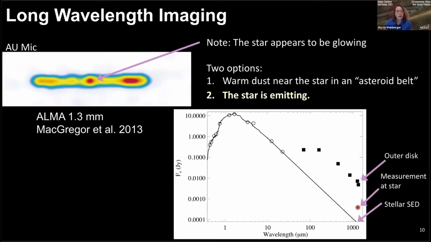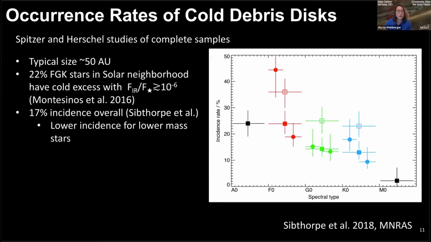Okay. So now you know how we find disks. Let's talk a little bit about the occurrence rates of debris disks. So the best way to do occurrence rates is to do a volume limited survey. So go to all the stars nearby the sun, look at them with a sensitive infrared telescope like Spitzer or Herschel. We've had 2 great missions in the last decade, and actually measure how many of them have infrared emission from disks.